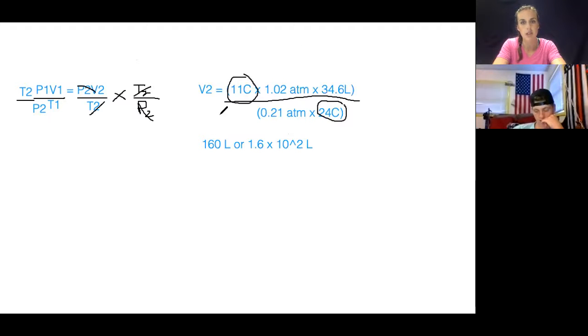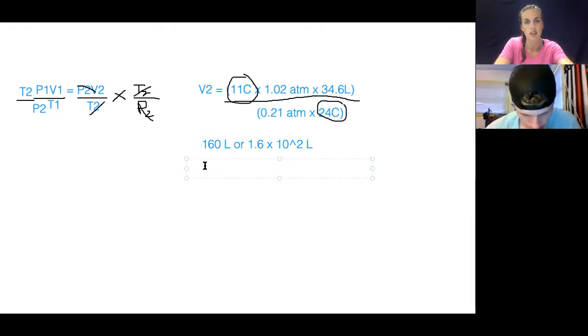Okay. So here we're going to have to convert this one and this one. So you would just add 273.15 to each of those. Then it's going to look like this. I apologize.